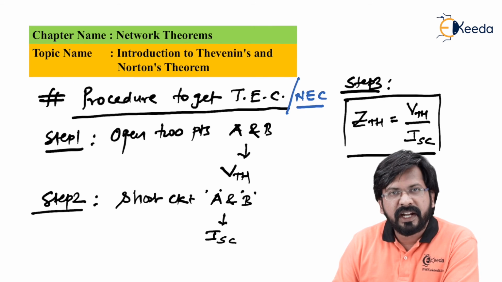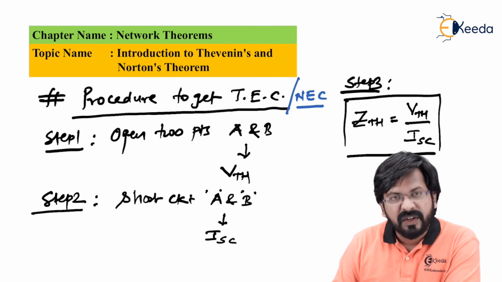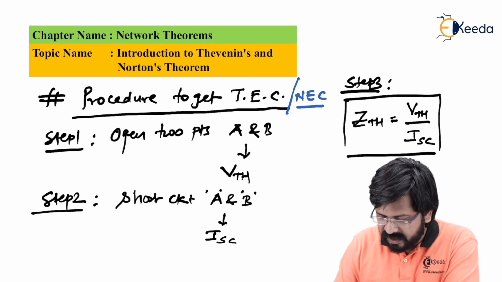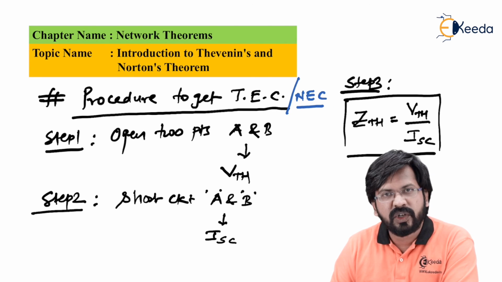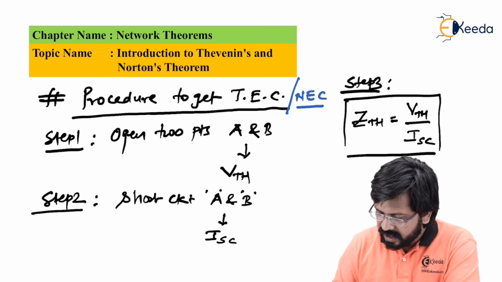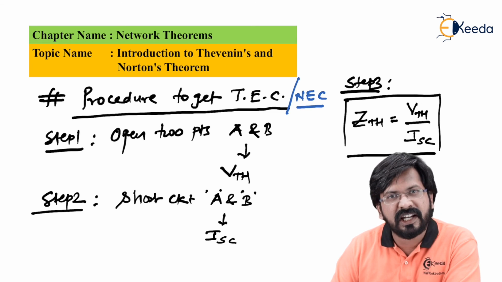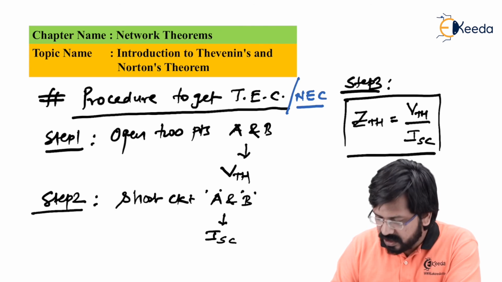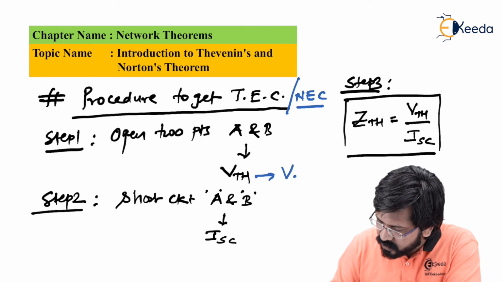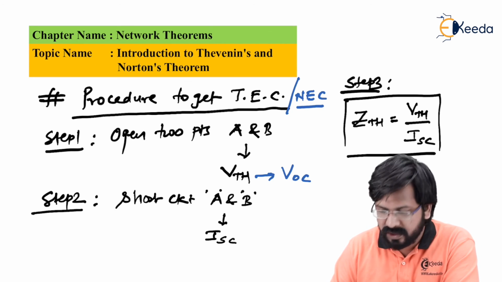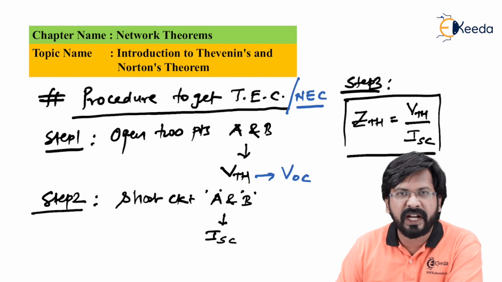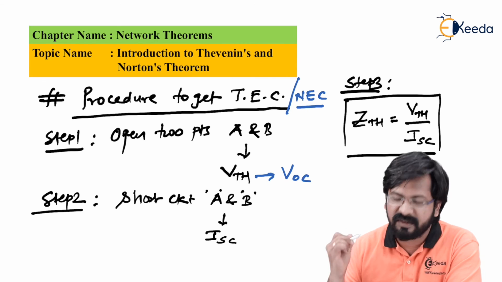Now, when we get NEC, again, step number 1 is the same. That is, we open circuit 2 points A and B and we find the voltage between A and B. That is what we call VTH. So while calculating NEC also, you get this VTH. This VTH is also called VOC, and VOC stands for open circuit voltage. So step number 1 is to get the open circuit voltage between A and B.